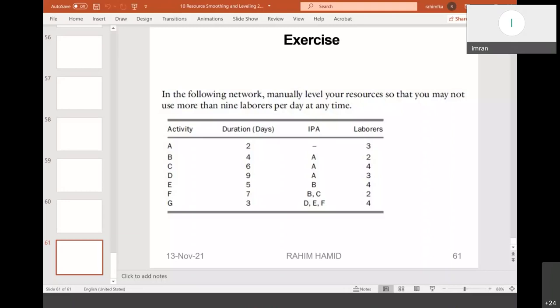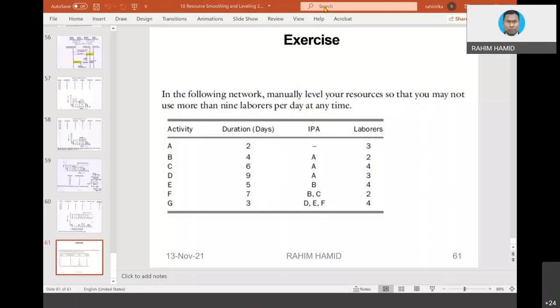Yeah. Apa beza total float dengan free float? Sebab I thought that total float is shared throughout the whole route, but the free float is the delay in between the activities, betul? So total float, normally, is basically within what we call the path. And that total float will have implication toward the overall project duration.